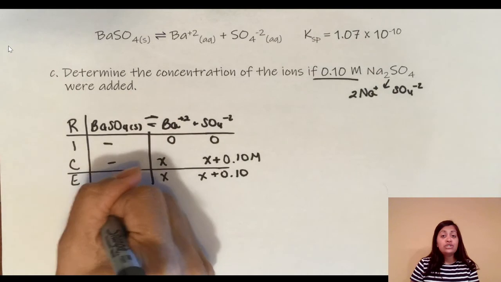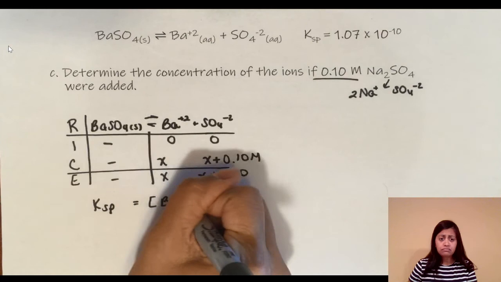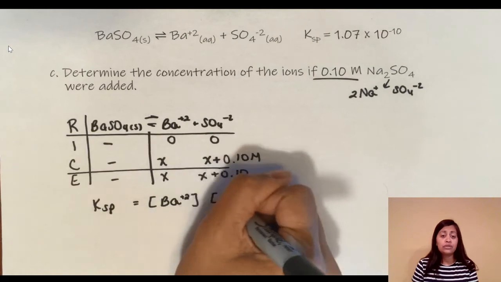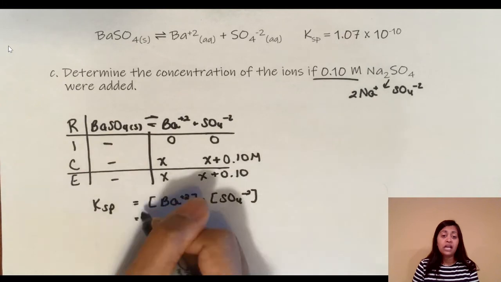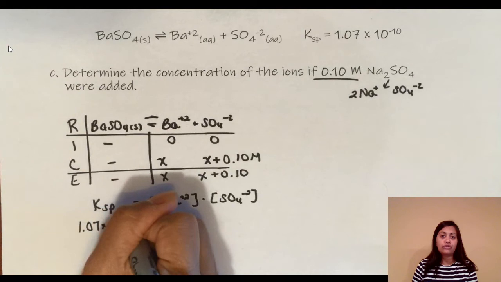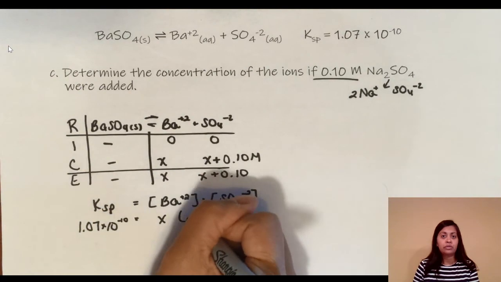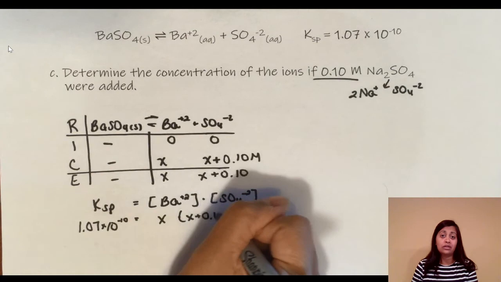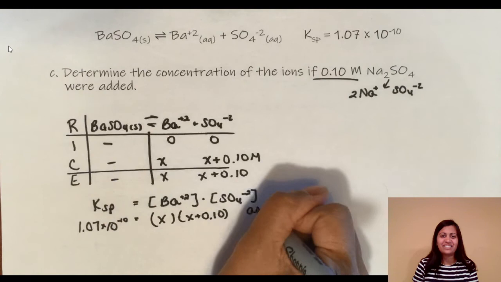So we're going to do exactly what we did before with the RICE table and setting up your KSP. So again, KSP is equal to the barium ion times your sulfate ion. And again, don't forget on your AP exam to make sure you show this. Your AP readers are seeing that you know how to set up a simple equilibrium expression. You might even get a point for that too. And that's a pretty easy point to get, but that'd be pretty bad if you didn't put that stuff in.